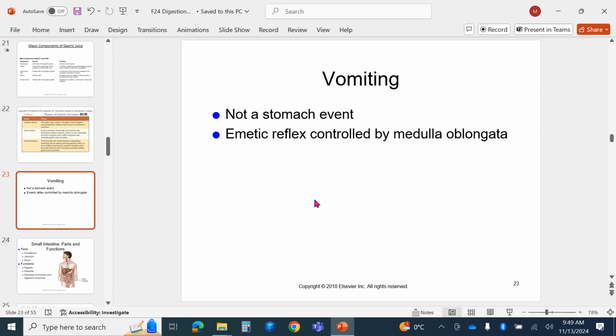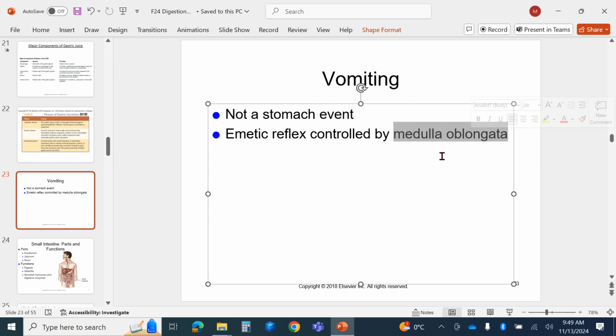Vomiting, just throwing it out there, is not a stomach event. Medulla oblongata, the brain. So there are things like yawning, sneezing, all these that go in and around respiration and digestion, but they're really not. They're controlled by the brain. We'll get more into those when we get into respiration as well.